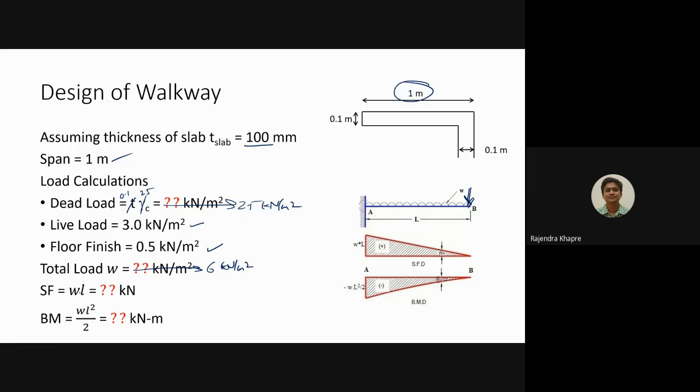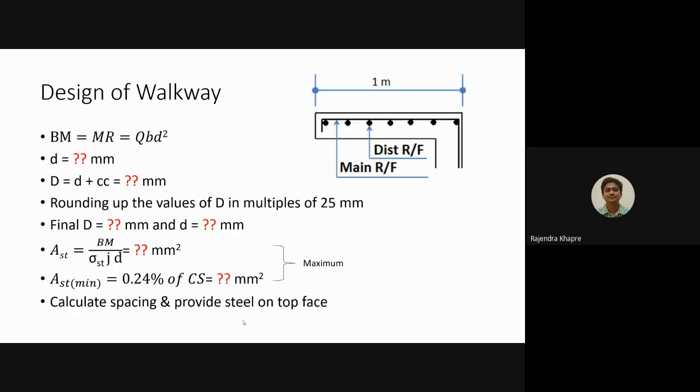So the load will be simply W into L. So W is 6 into 1, so this comes out to be 6 kilonewton. This is the shear force, and the bending moment will be WL square by 2. So W is 6, L is 1, divided by 2, so this comes out to be 3 kilonewton meter. Okay, so shear force 6 and bending moment is 3. This also we received the same values in the previous design also, especially in case of pump house as well as in the aerator. So I'm sure if you remember last time, this was well within the range.